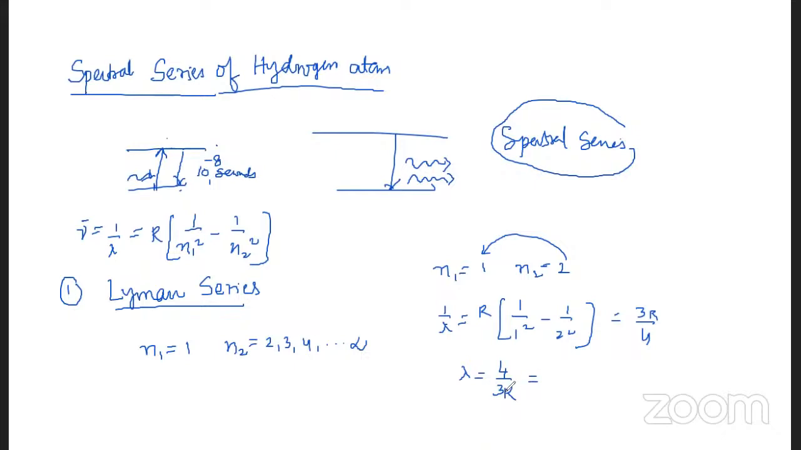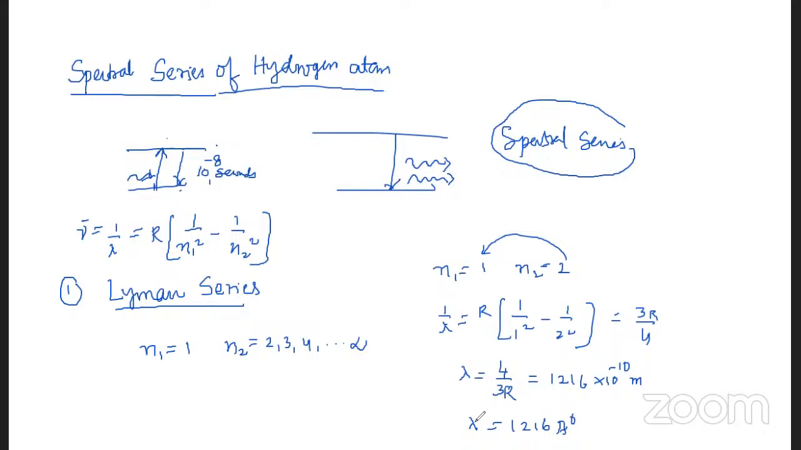Here, by substituting the Rydberg constant value, 10.97 into 10 to the power 6, we get around 1216 into 10 to the power of minus 10 meters. That is nothing but 1216 angstroms. So the wavelength will be equal to 1216 angstroms.